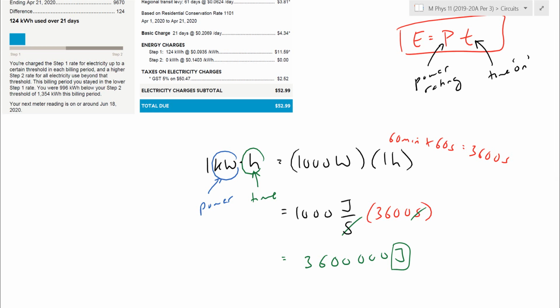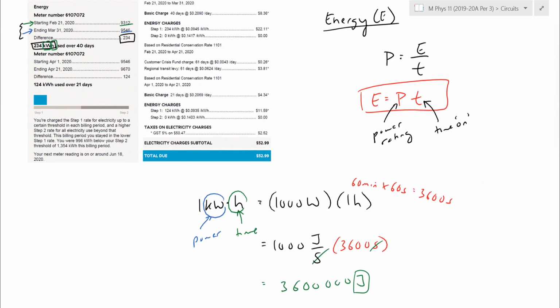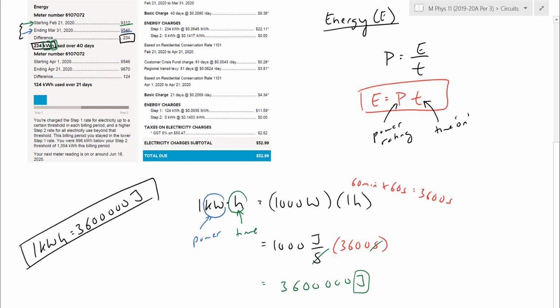If they gave me my billing here, oh, here's how many joules I use, this would be in the billions. This would be like 230 million, something like that. It'd be a huge, huge number. By doing this conversion here, you can just treat this as an equality. 1 kilowatt hour we just derived is equivalent to 3,600,000 joules. It's just another way of reframing the energy unit.